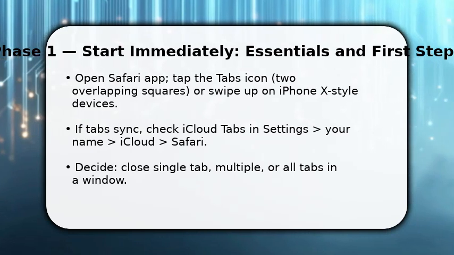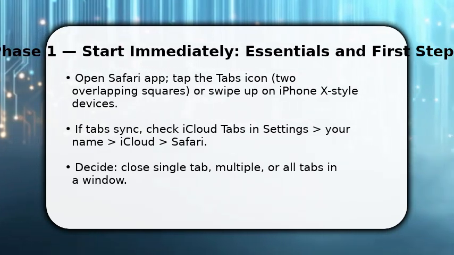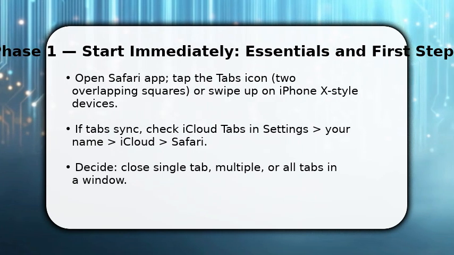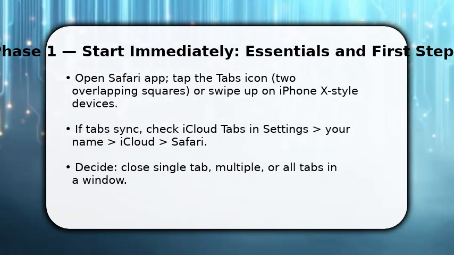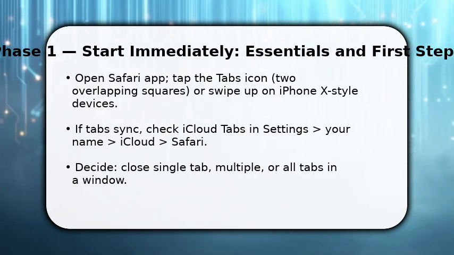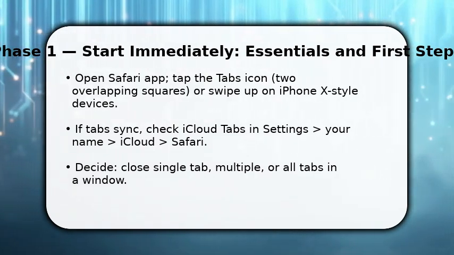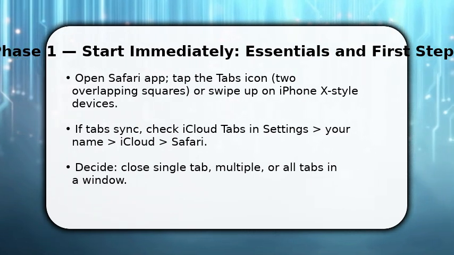Enjoy the video. You're starting right now. Open Safari and find the tab's Control, those two overlapping squares. Once you see it, pause to note whether your tabs are local or synced via iCloud. That affects where they disappear. Make sure Safari is not in private mode if you want to close standard tabs.